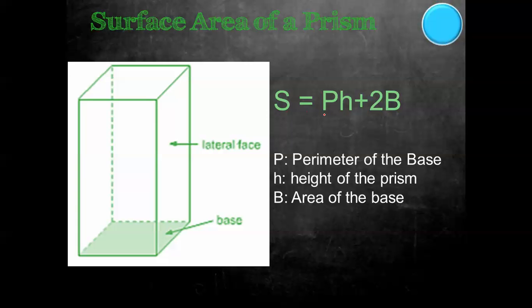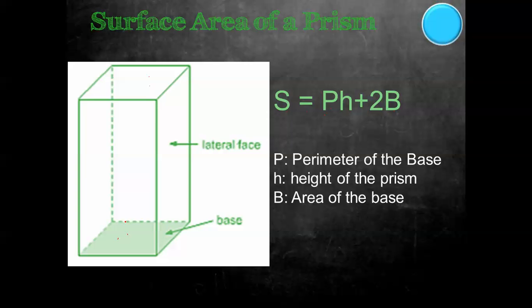If you notice, the P and the B are both capitalized, and that's because we break those down a little bit farther. P stands for the perimeter of the base. H stands for the height of the prism. Now, it's really important when we talk about prisms, the bases are the two parallel faces.